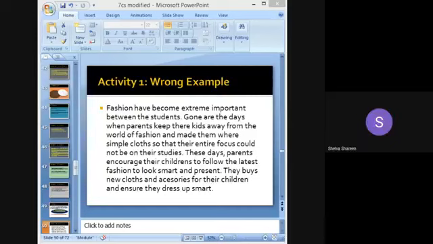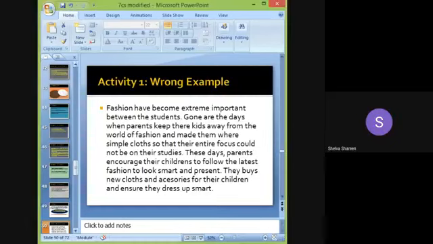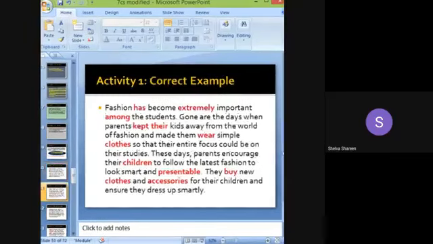Okay, let's see the right example. Noor is intelligent. If I was reading it, I would forget this. Probably my whole focus would be on errors rather than finding the wrong information, that focus could not be on their studies.